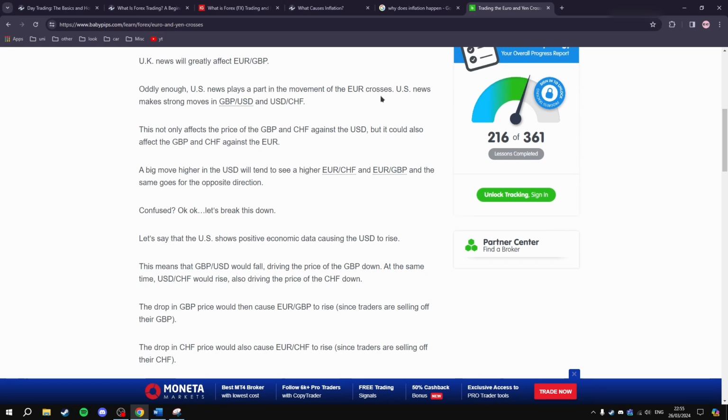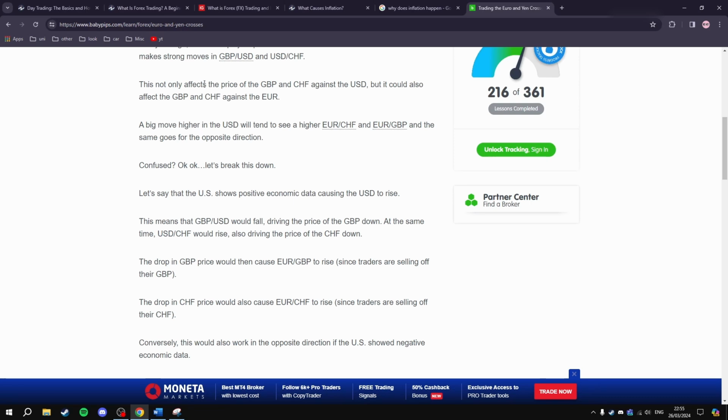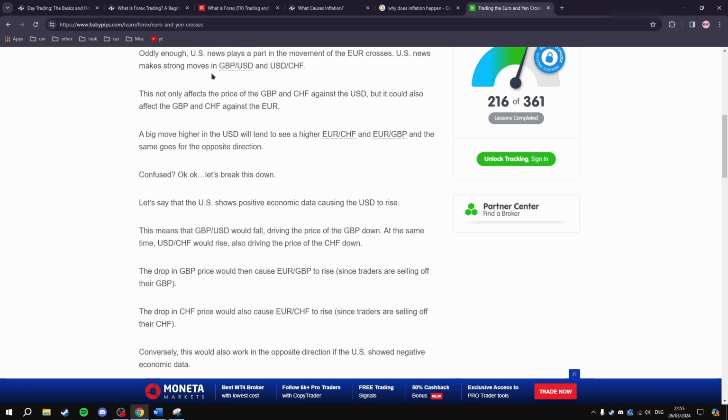US news plays a part in movement of the euro. This not only affects the price of GBP and CHF against the USD, but it could also affect the GBP and CHF against the euro.